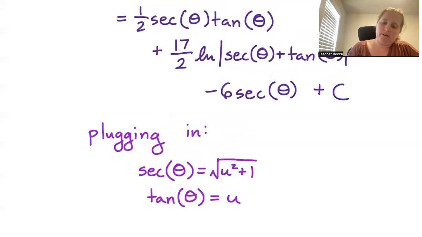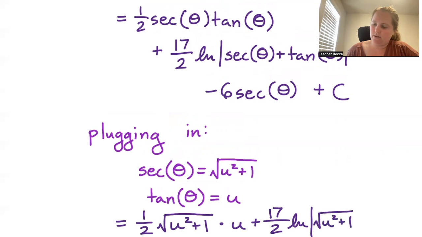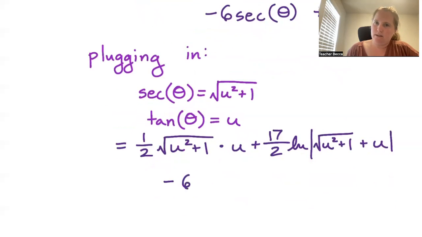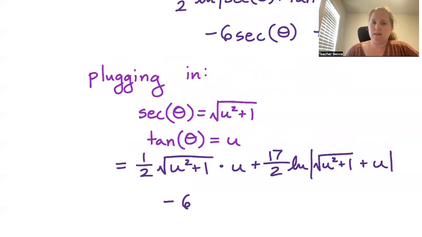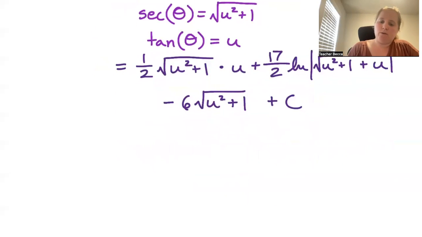So we are looking at 1/2 times the square root of u squared plus 1 times u plus 17/2 of the natural log of the absolute value of the square root of u squared plus 1 plus u minus 6 times secant theta, so minus 6 times the square root of u squared plus 1, and then plus c. From here, we need to find the definite integral.